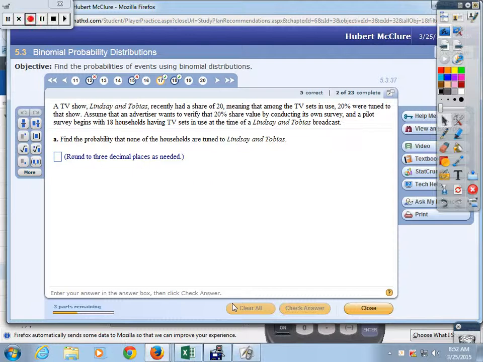So what do you think? Well, N is going to be 18. Where is the only percentage in this question? 20%. So P is 20%, 0.2. And then what's the only other number you can use for X? 0. Simple as that. This is a test question. 50% of students miss it.